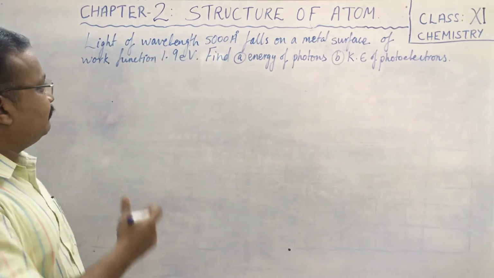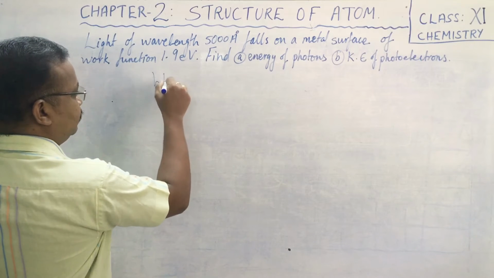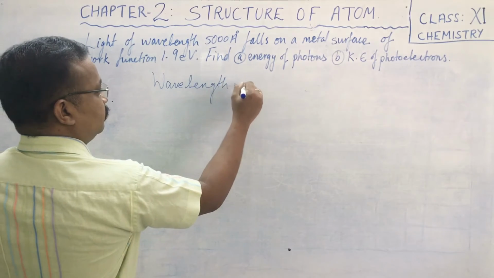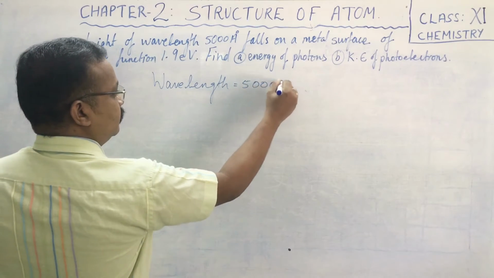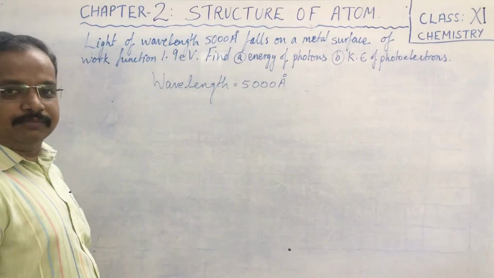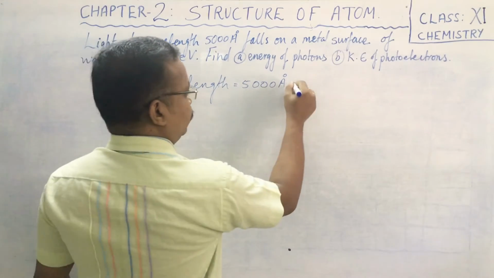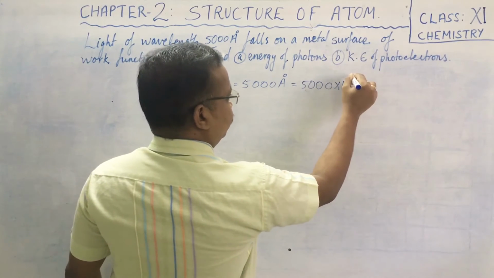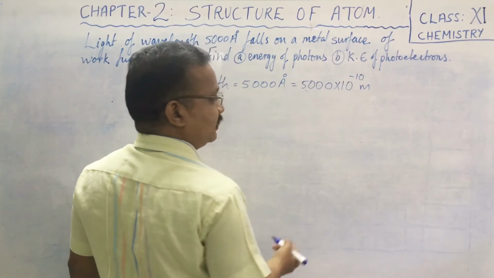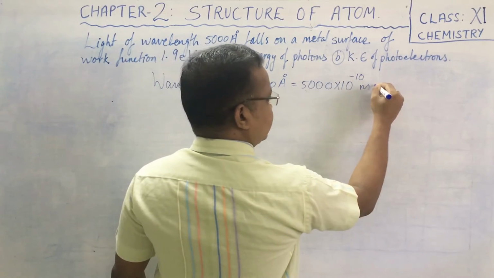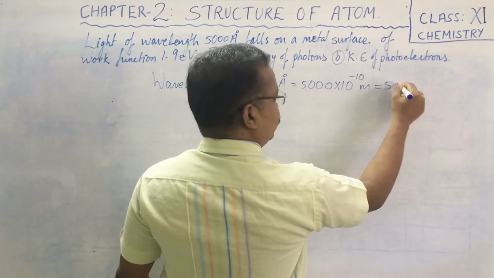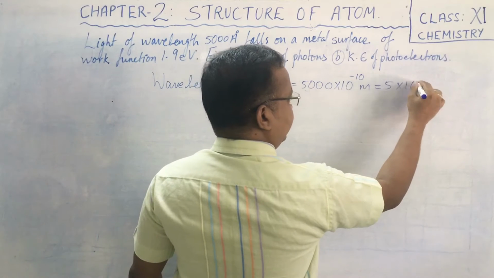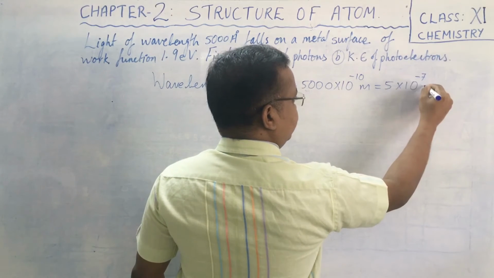Okay children, what is given in the question is the wavelength: 5000 angstrom, that is equal to 5000 into 10 raised to minus 10 meter. This can be written in scientific notation as 5 into 10 raised to minus 7 meter.